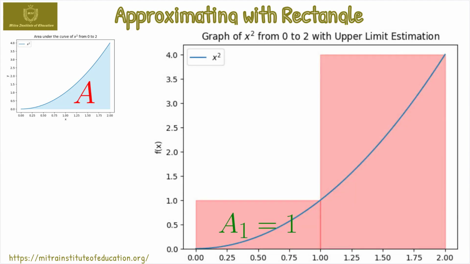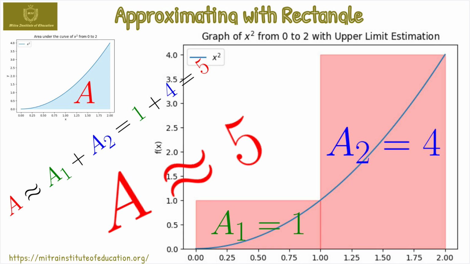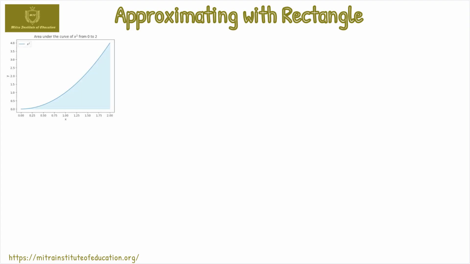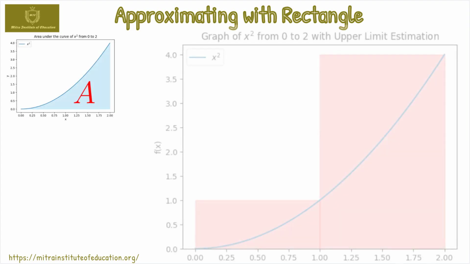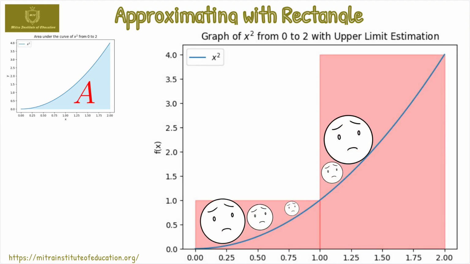Finally, to approximate the total area under the curve, we add the areas of the two rectangles. The total area is 1 plus 4, which equals 5. However, as you can see, our approximation overestimates the true area under the curve of f of x, which equals x squared. This happens because the tops of the rectangles extend above the curve. We included this extra portion in our calculation, even though it should not be part of the actual area under the curve.